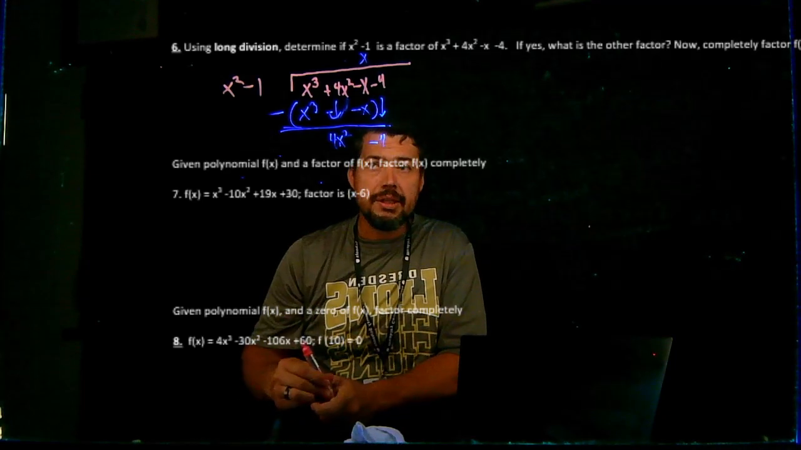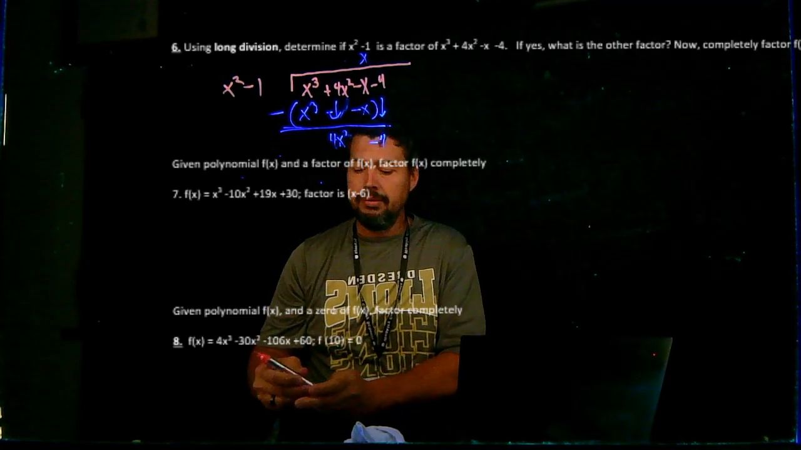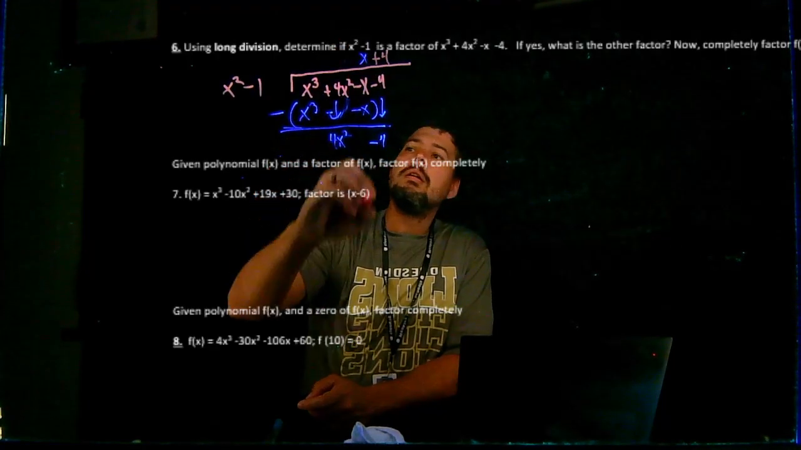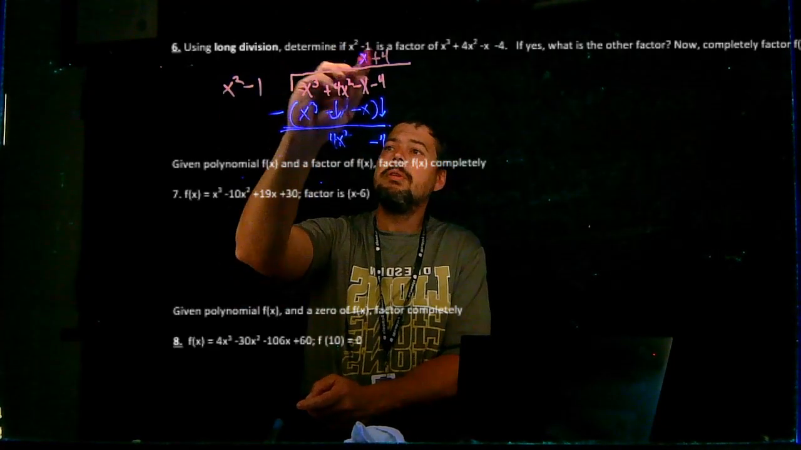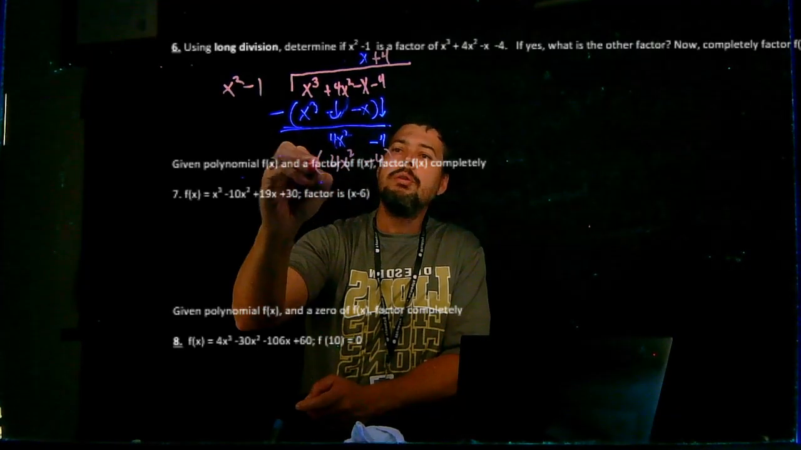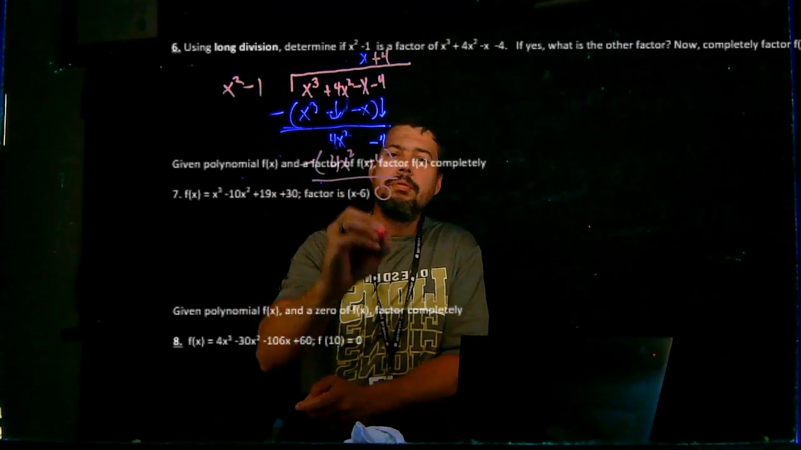Now we want this x squared to become 4x squared. And we're going to do that by multiplying by a positive 4. And that's going to give me, think about your distributive property, 4x squared minus 4. You wrap before you subtract, and you got 0 for a remainder.